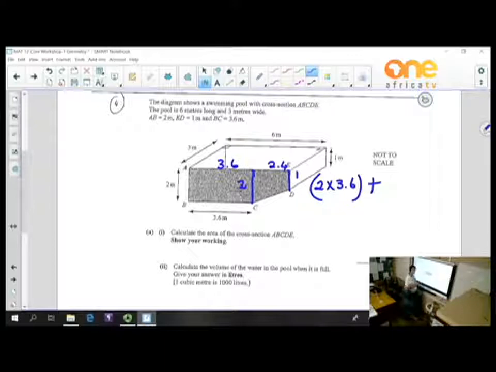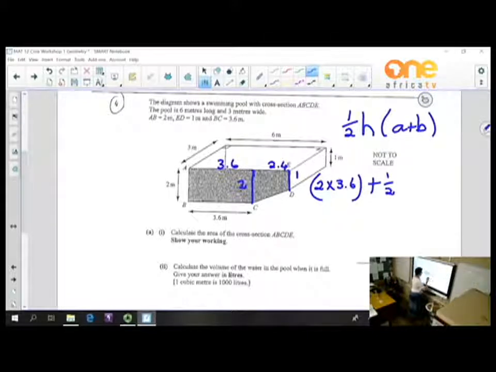So this is a trapezium. The formula for a trapezium is half height times (A plus B). So this is going to be a half of the height, which is 2.4, and A plus B are your two parallel lines, which is 2 plus 1. That's how you calculate that one. So the total area is 10.8. This one is 6.